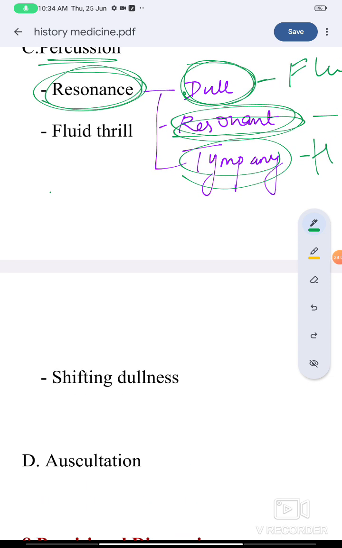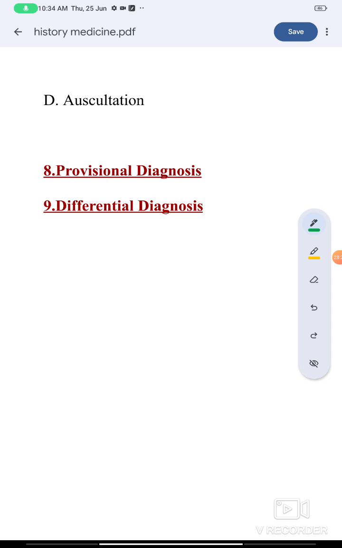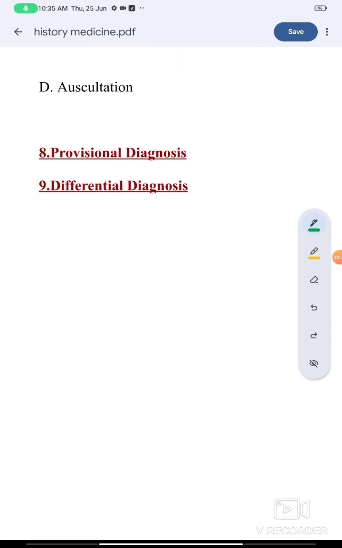Then in case of abdominal examination, there are two things: fluid thrill and shifting dullness. So what is fluid thrill is that, we will actually make a separate video on this because this video is already too long. Comment down below if you want a separate video on fluid thrill and shifting dullness.